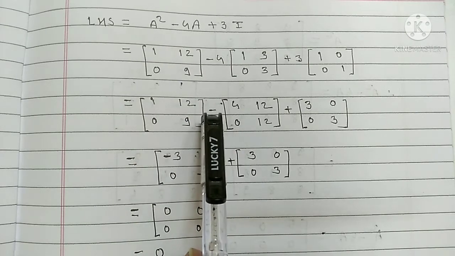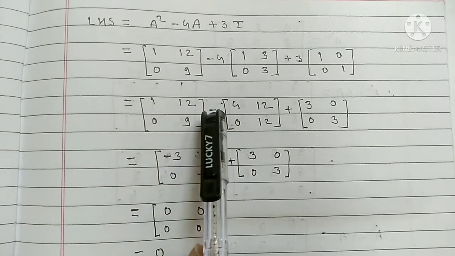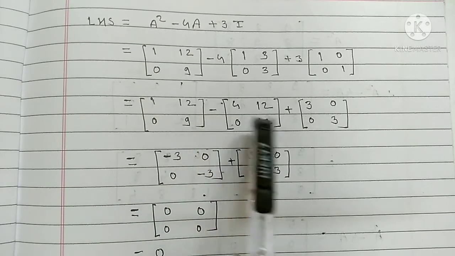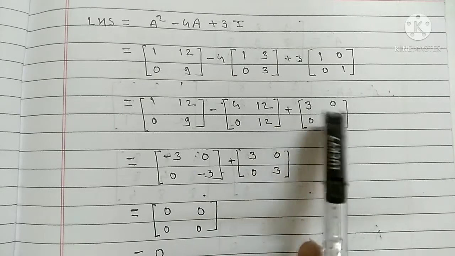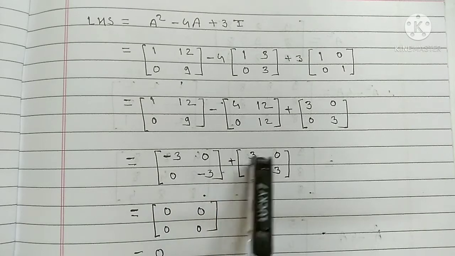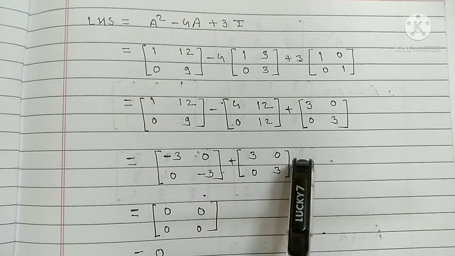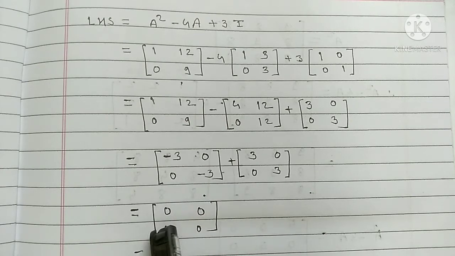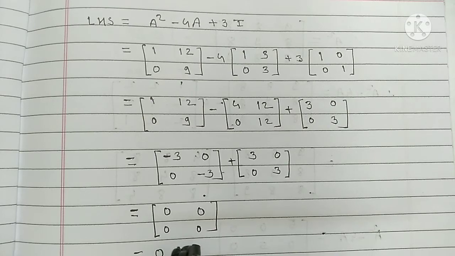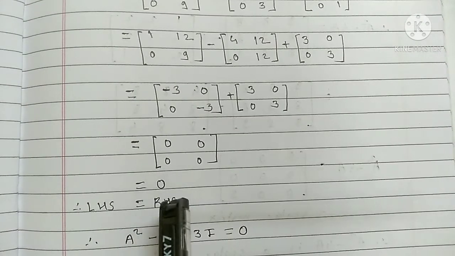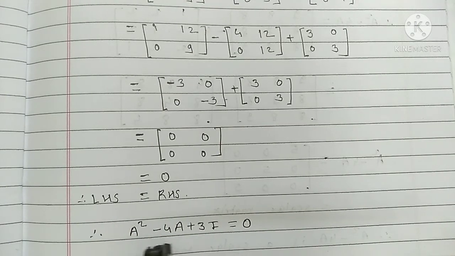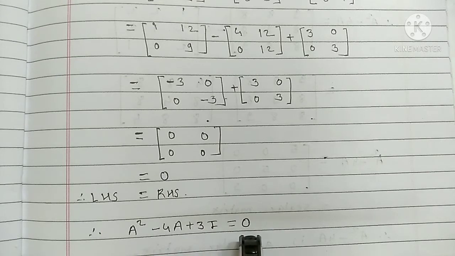So 1 minus 4 is minus 3. 12 minus 12, 0. 0 minus 0 is 0. Then 9 minus 12 is minus 3. Plus third matrix. Then addition. So minus 3 plus 3 is 0. 0 plus 0 is 0. 0 plus 0, 0. Minus 3 plus 3 is 0. So all the entries in this matrix are 0. So this is a zero matrix. So left hand side is equal to right hand side. Therefore A square minus 4A plus 3I is equal to 0.